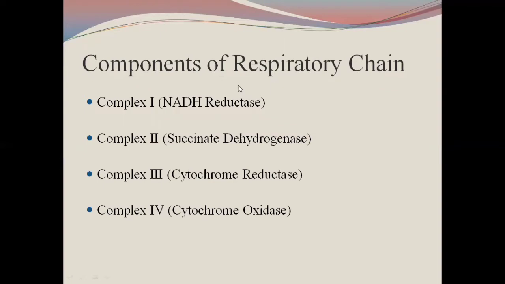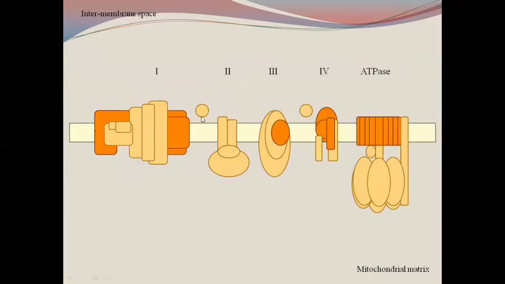The electron transport chain is made up of four complexes, right? These four complexes are arranged in order of increasing redox potential. So it has the four complexes. We will study in detail in this lecture about complex 2.